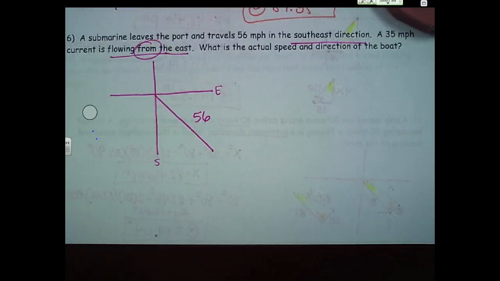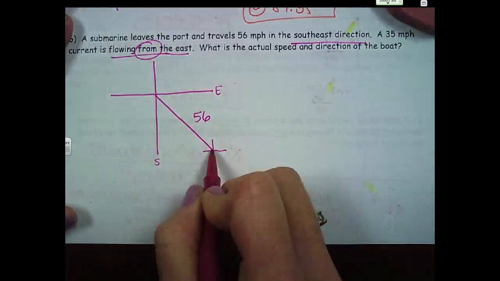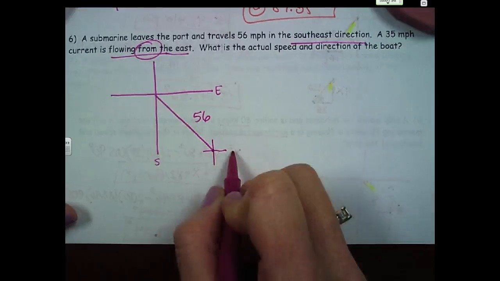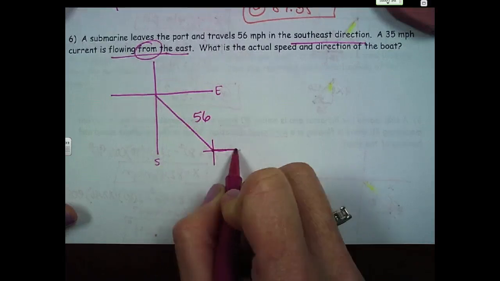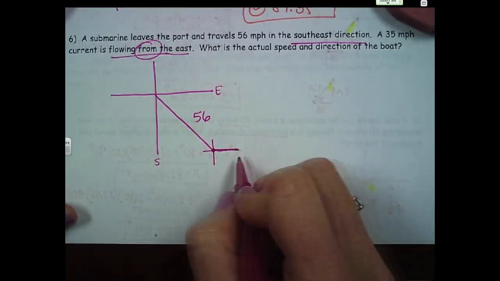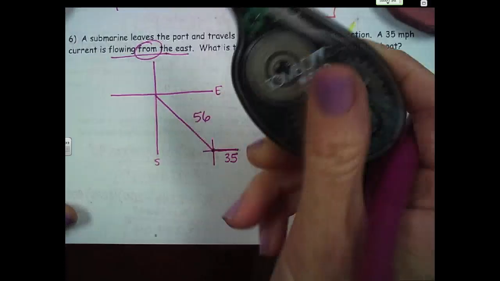I'm actually traveling west. Now that confused kids earlier, okay? If this is your compass rose right here, look. You are at this point. If I'm going from the east, I'm traveling west, which would be this way. So you go from here to here. And this is 35. I'm now going to move the 56 because it was inside of the triangle.